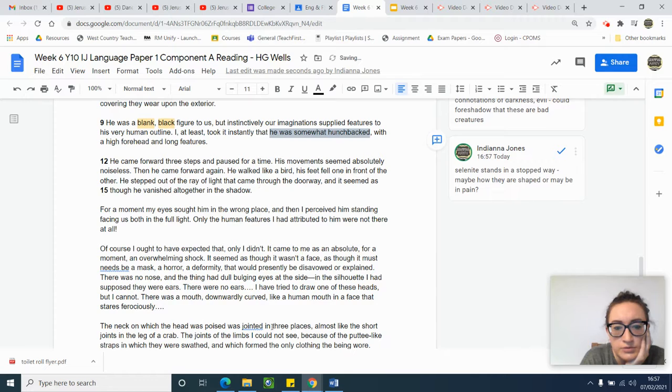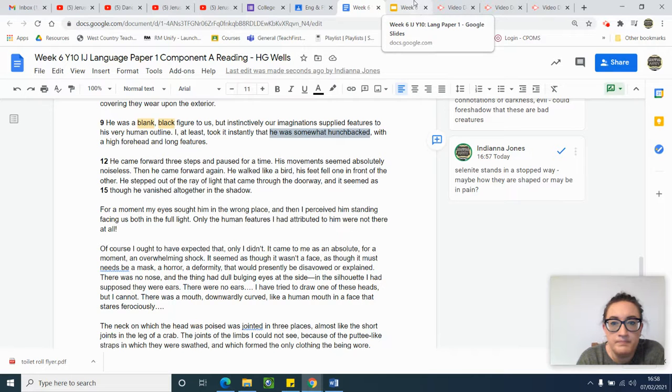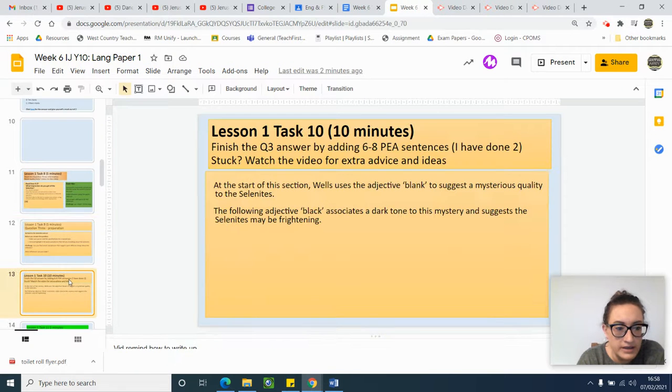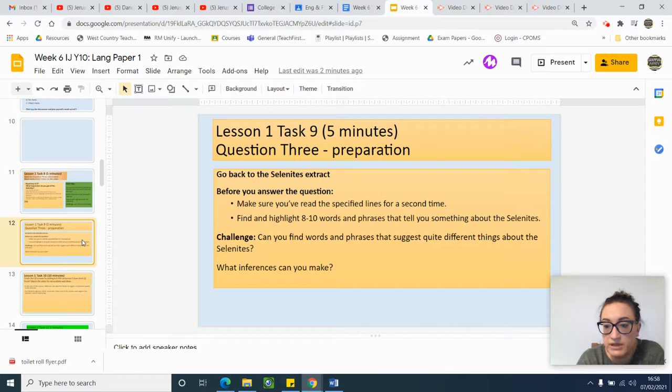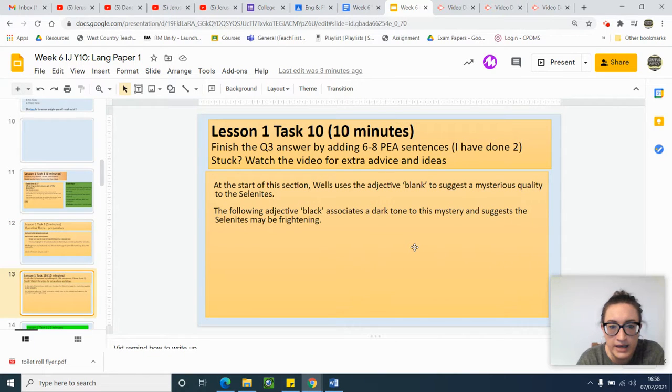Now, there are lots more inferences that you can make and images that you can describe and analyze going through here, okay? So try and pick out a range of things that give you different aspects to talk about the Selenites. And if I go to slide 13, you might want to pause the video now, go and do your highlighting and your annotating, and come back here. Now I'm going to talk through how to answer this, okay?